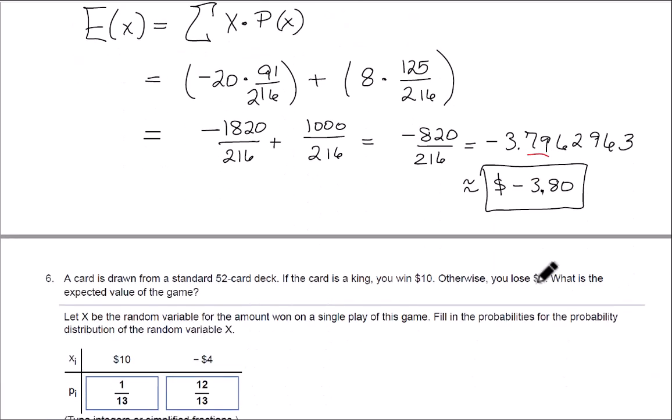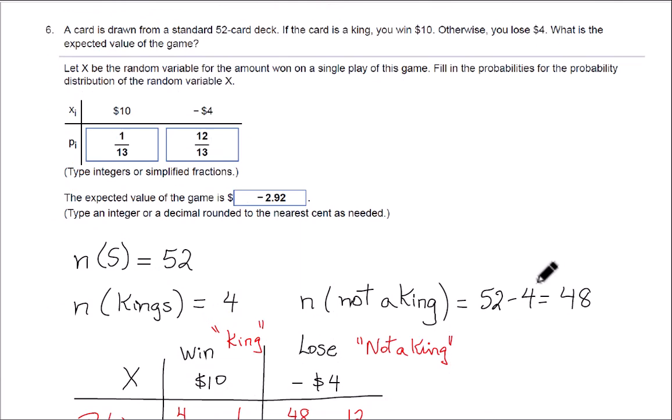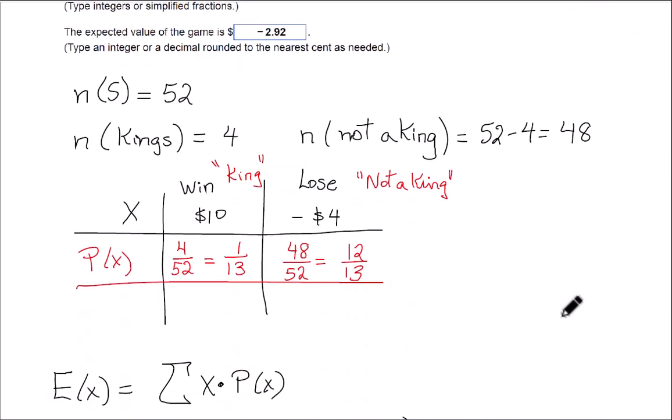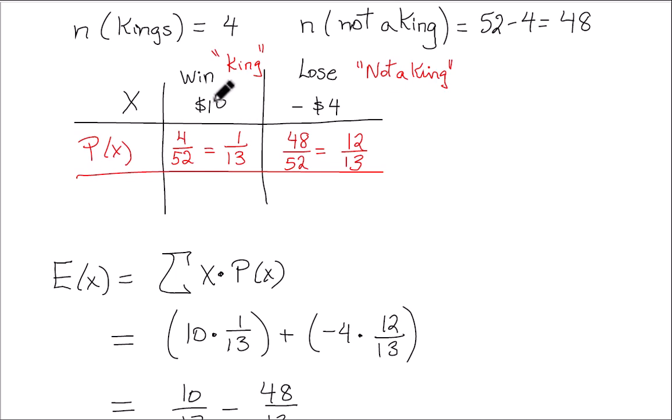All right, in question 6, I have our deck of cards. If I draw a king, I win $10. Otherwise, we lose $4. So kings are good. How many kings are in the deck? Well, there are 4 kings in the deck. Not a king, there's 52 minus 4, or 48 ways not a king. And so if we win, there are 4 kings out of 52, so reduces to 1 over 13. Lose is not a king. There are 48 out of 52, or 12 over 13.